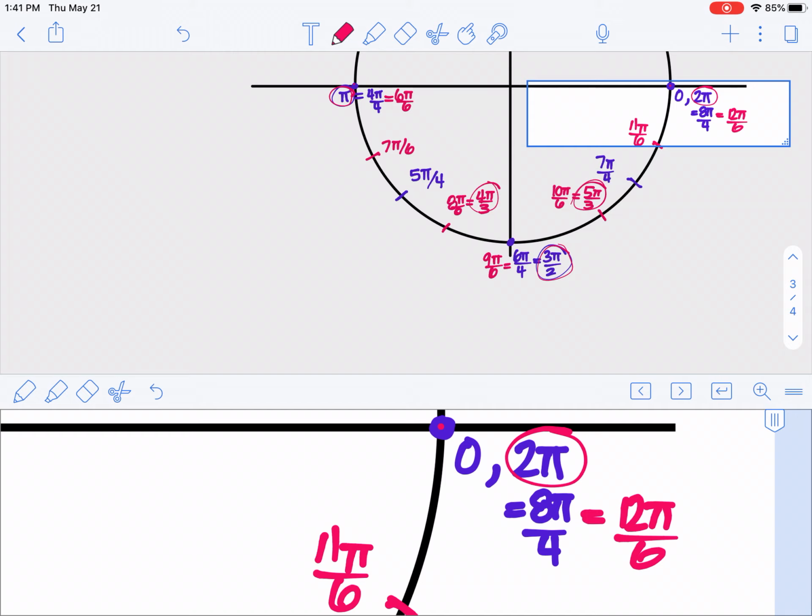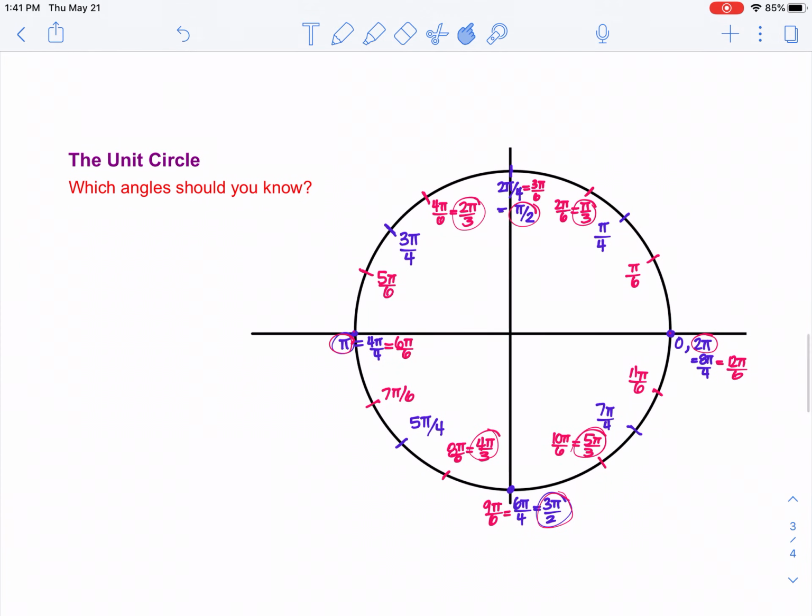So if you go around and you count by pi over 4s, splitting the top half into fourths, and then you go back and you split the top half into sixths, counting by pi over 6s and reducing as you go, these are all of the angles that we would require you to know. What happens if I give you an angle over 2 pi?